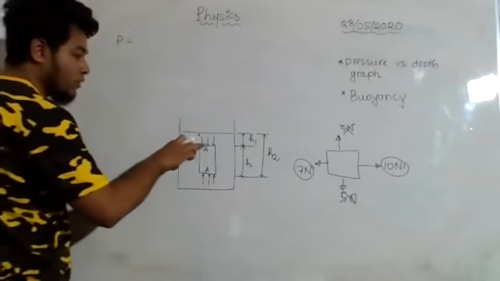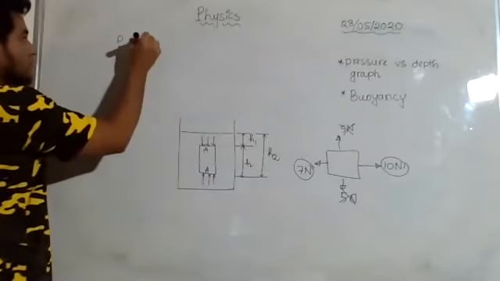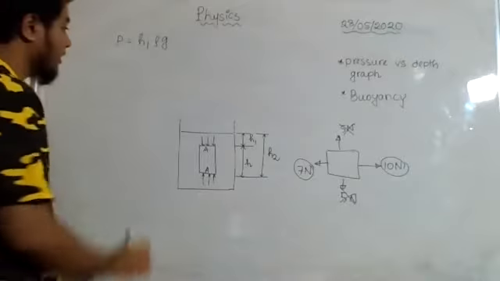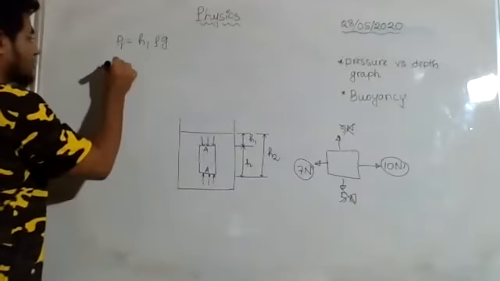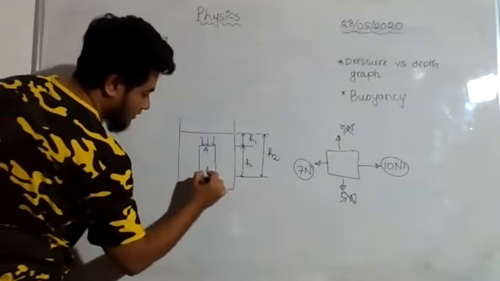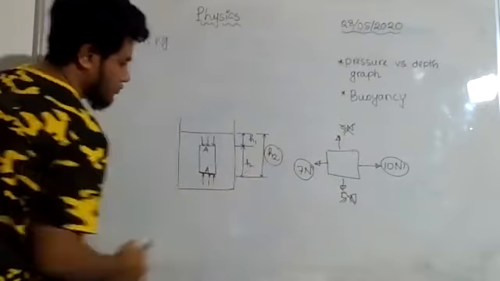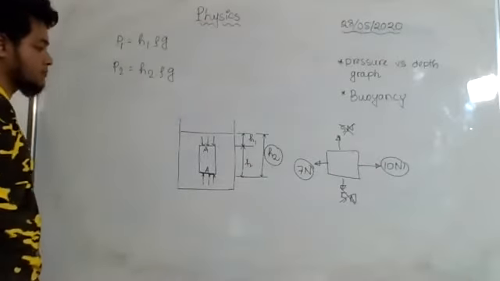Now the top surface is at h1 depth. So the pressure exerted on this one will be h1 rho g. Let us consider this one as pressure 1 and pressure 2. That is the pressure on the bottom surface. The bottom surface is at the depth h2, right? So here I can write h2 rho g.